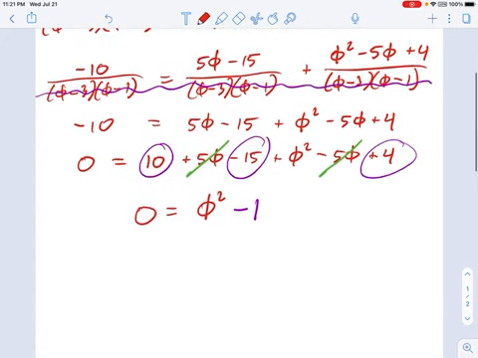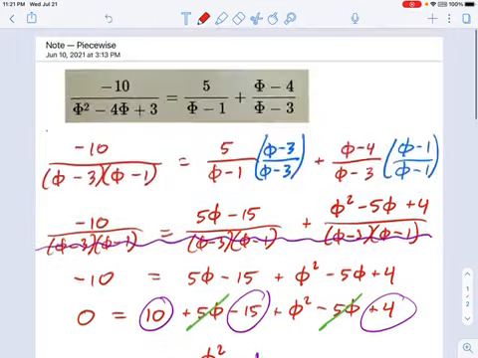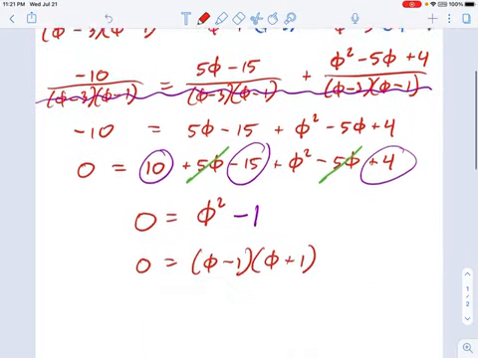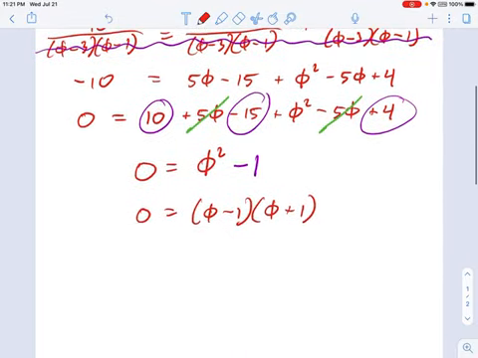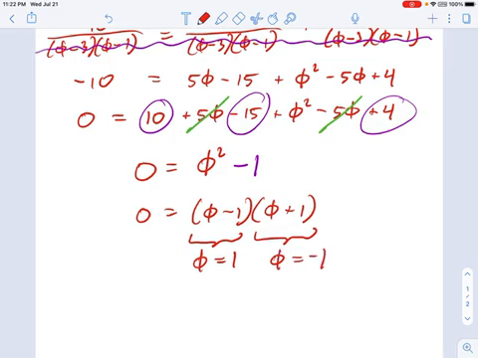I sure hope you guys can factor this one. It's phi minus 1, phi plus 1. That's our equation. This is what it's equivalent to. Got a lot simpler from that earlier one, right? So what are my two solutions? Well, from this part right here, I get phi equals 1. From this part right here, I get phi equals negative 1. So those are good solutions.